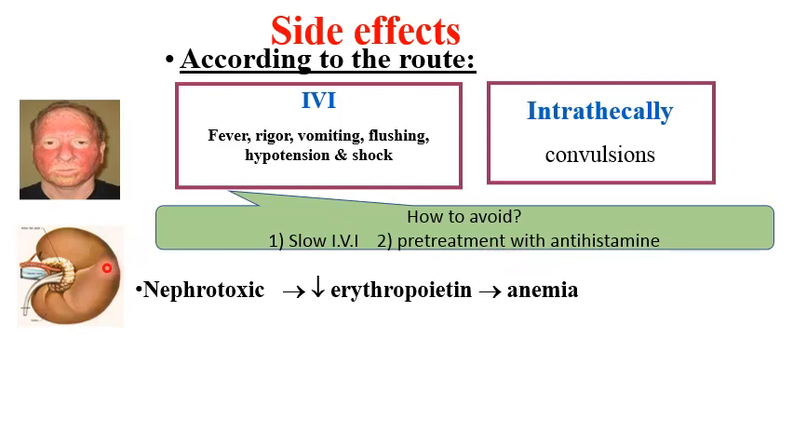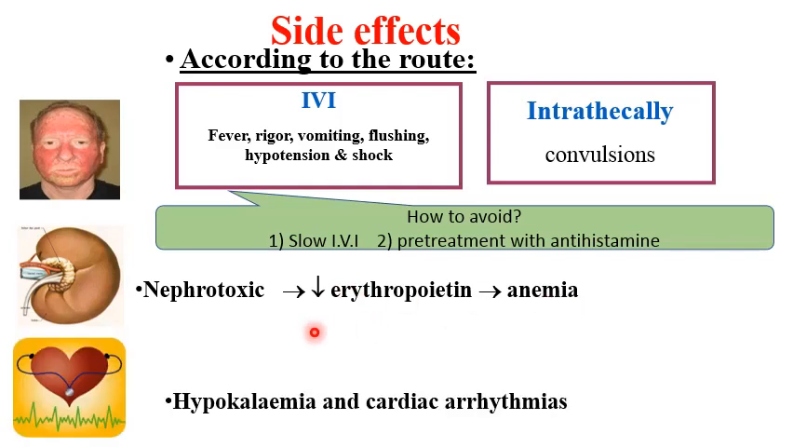The drug is very hydrophilic, so the main route of elimination is the kidney, and it is very nephrotoxic, leading to decreased production of the erythropoietin hormone, and this leads to anemia. Also, it will lead to the loss of potassium in urine, and the resulting hypokalemia will lead to cardiac arrhythmias.